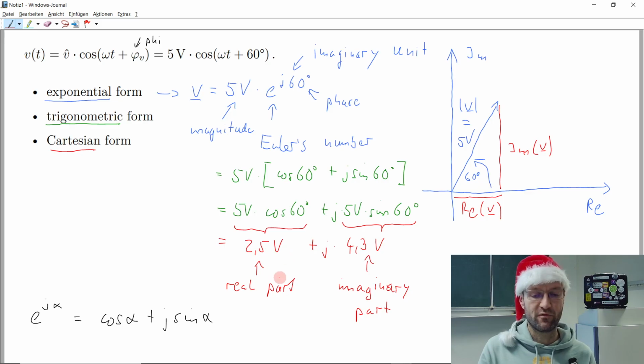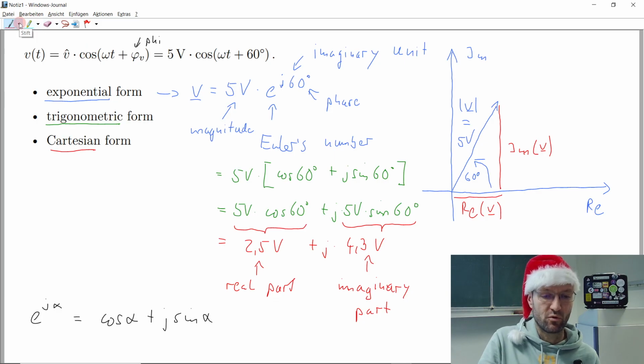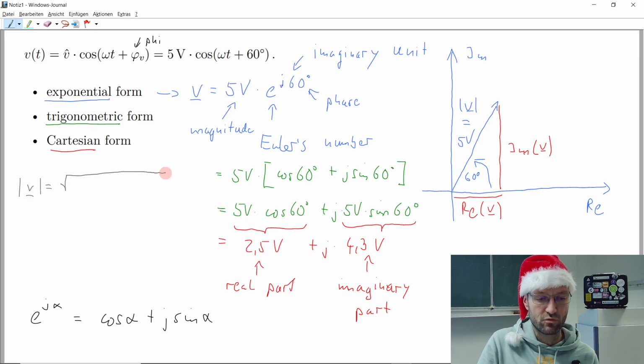How could we go back from real part and imaginary part to magnitude and phase? If we have the 2.5 volts as a real part and the 4.3 volts as the imaginary part, how would we go back to magnitude? Square root. Yeah, square root of these components. So maybe I will write this in gray. So if we want to have the magnitude of our phasor, it's the square root of the real part of the complex phasor squared plus the imaginary part of our complex voltage phasor squared.